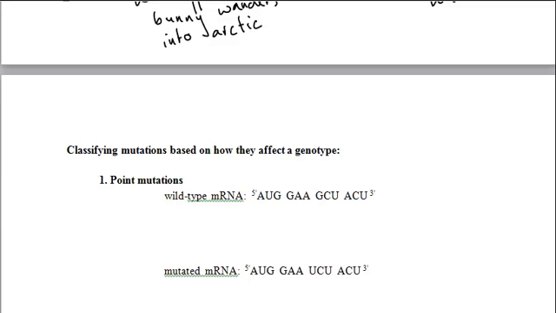Welcome back to Unit 3, Lesson 5. This is part 2 of the lesson. And we left off talking about how mutations can be described based on how they affect phenotype. But we can also describe mutations based on how they affect genotype. And by this, we mean how they affect DNA sequence.